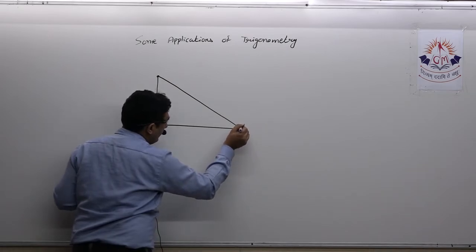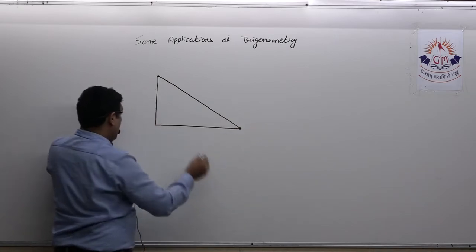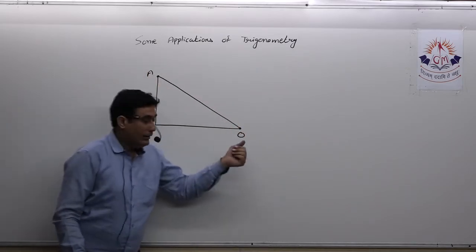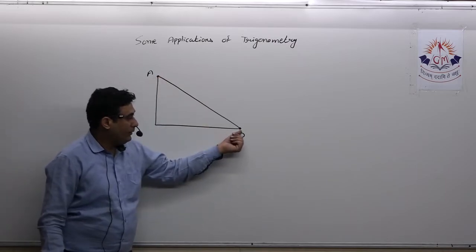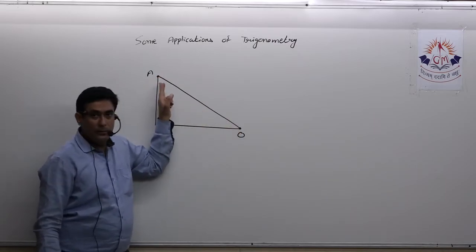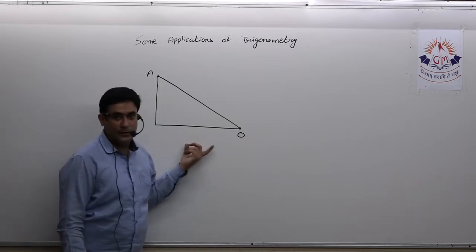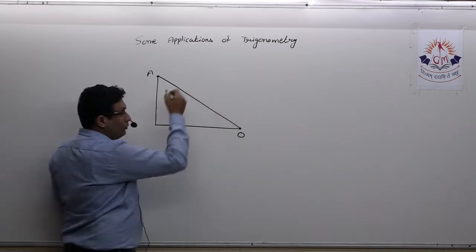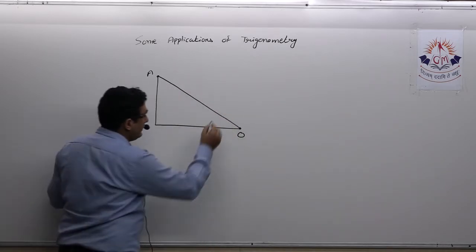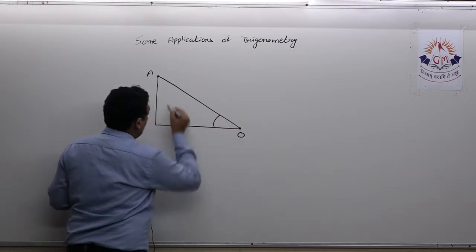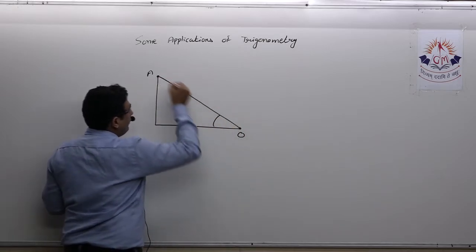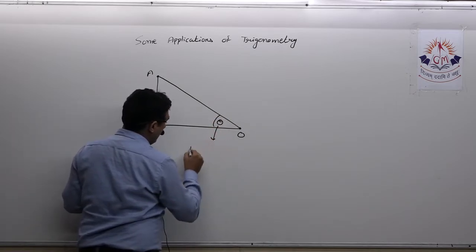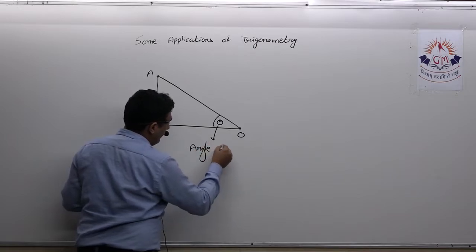And if I'm observing anything from the ground, suppose this is point A and this is the point of observation. Now I'm observing this point A from a point which is below the object. I won't say that it should be on the ground always, but in other words, if I have to look upwards to observe that particular object, then the angle formed between the ground level and the line of sight is called angle of elevation. So here theta is the angle of elevation.